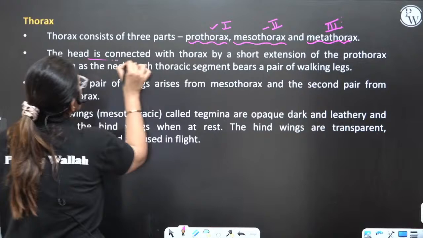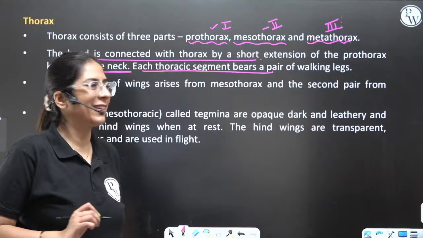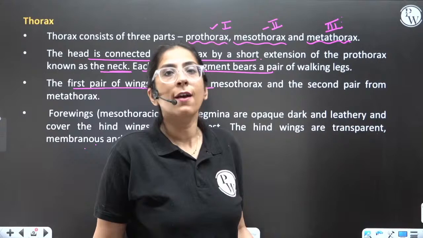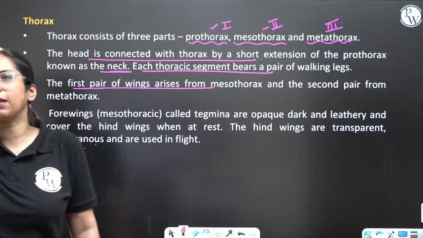Okay. Head is connected with thorax by a short extension of the prothorax known as neck. Each thoracic segment bears a pair of legs. Now, the first pair of wings arise from the mesothorax. They have two pairs of wings: one is a mesothoracic wing and the second is a metathoracic wing. The first pair of wings arises from the second segment. Clear? It's from the second segment, not from the third segment.